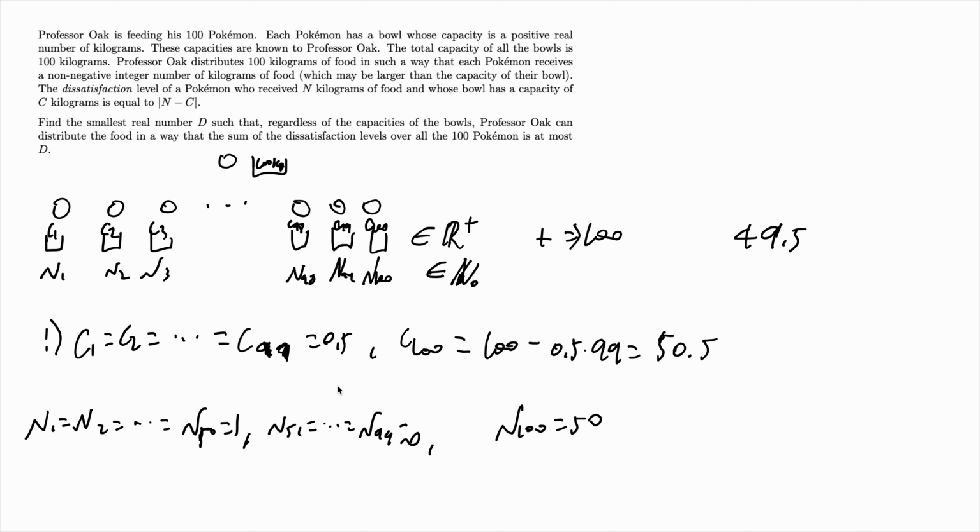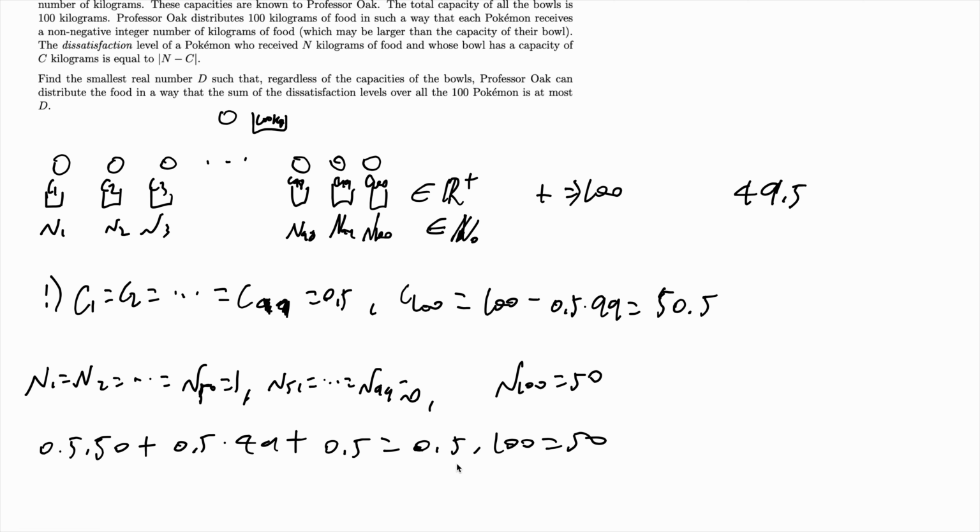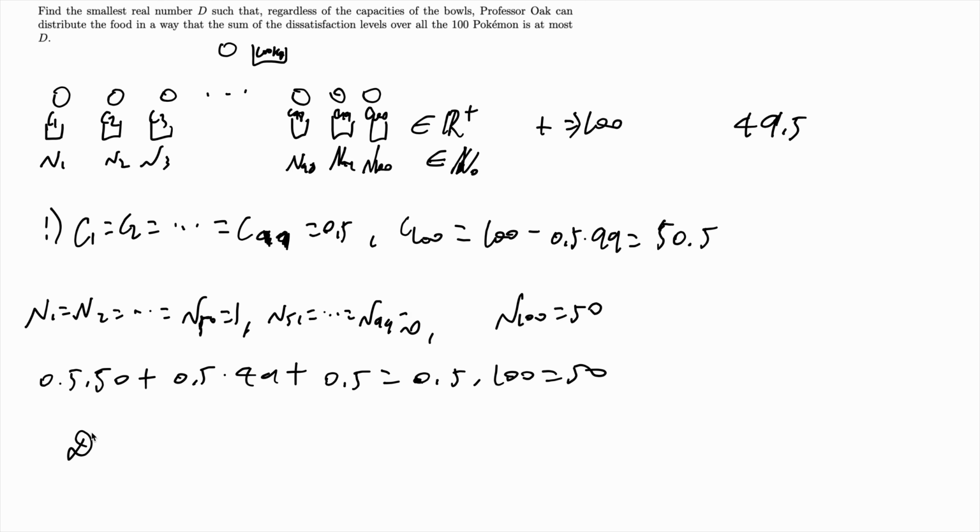So does this add up to 100? It does. Now what is our dissatisfaction level here? We have 0.5 times 50, plus 0.5 times 49, plus 0.5. This is equal to 0.5 times 100, which is 50. So from our first case, we know that D must be greater than or equal to 50, because that is our lower bound.